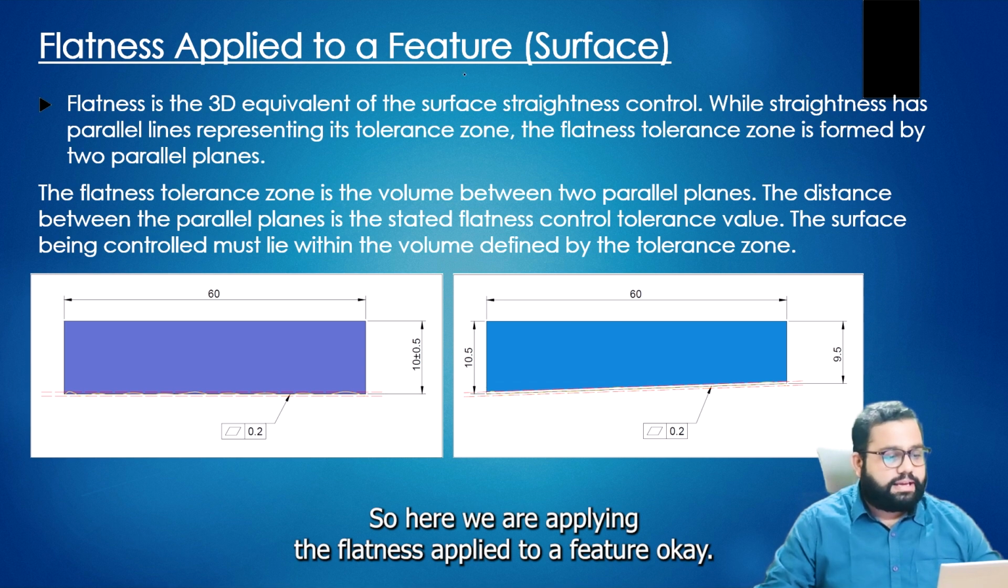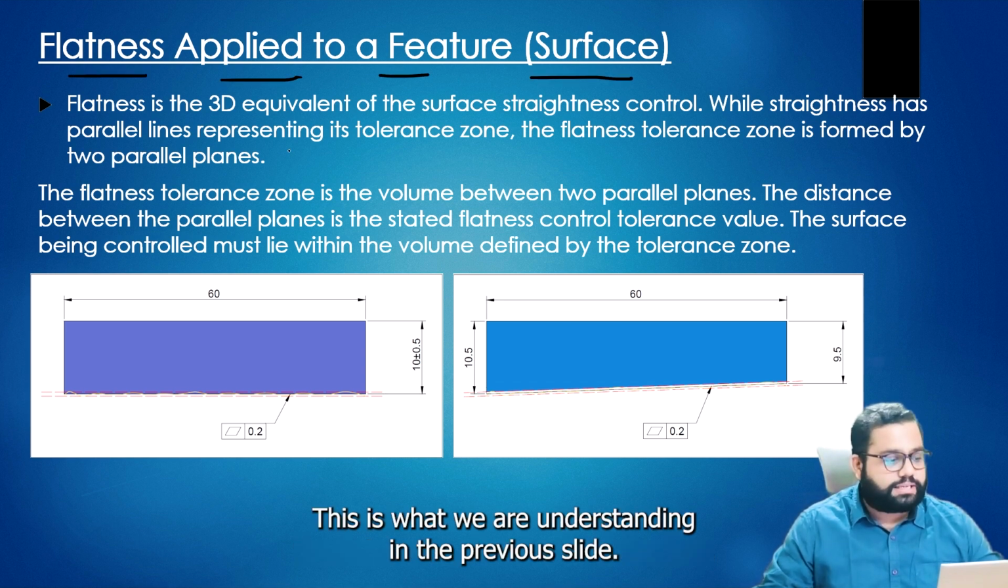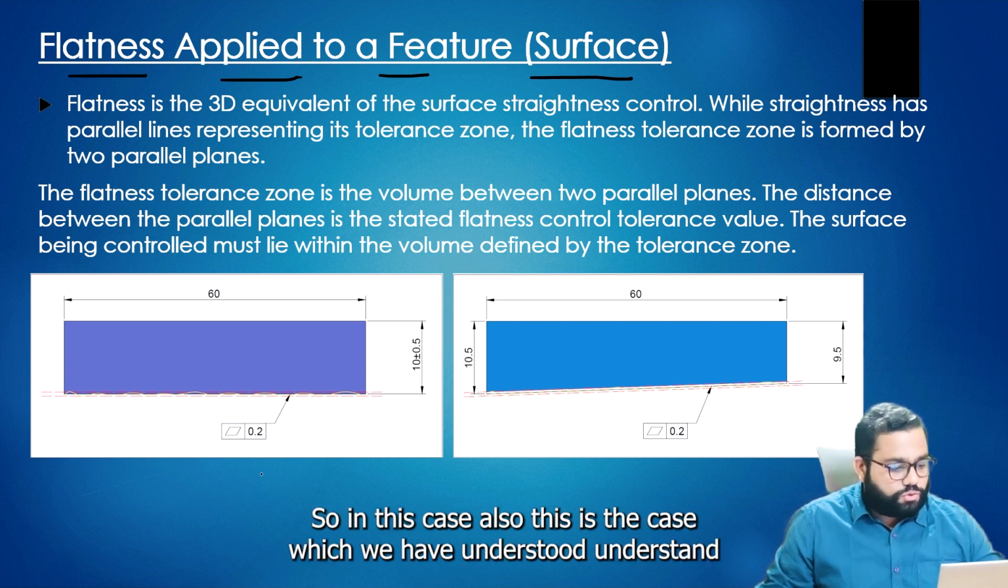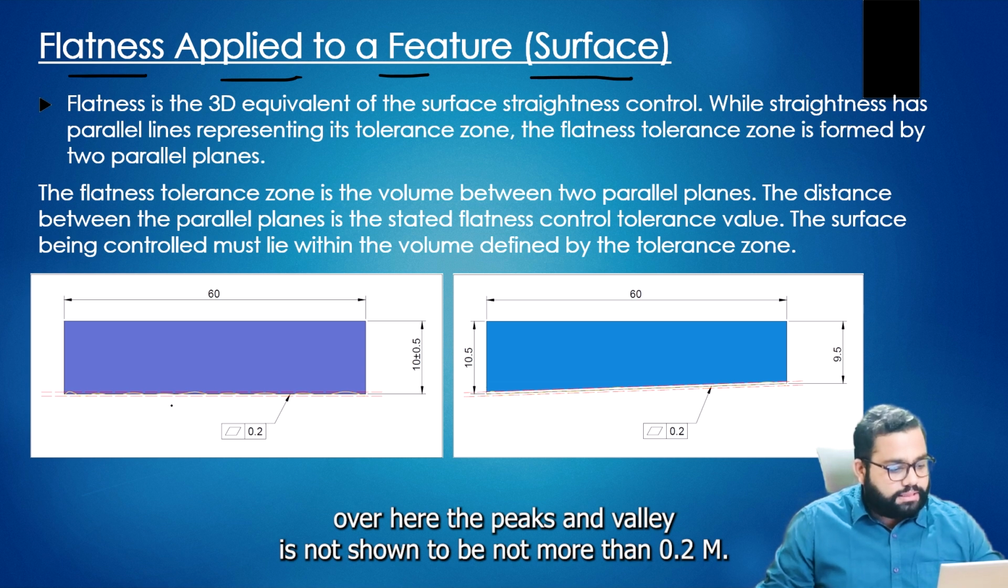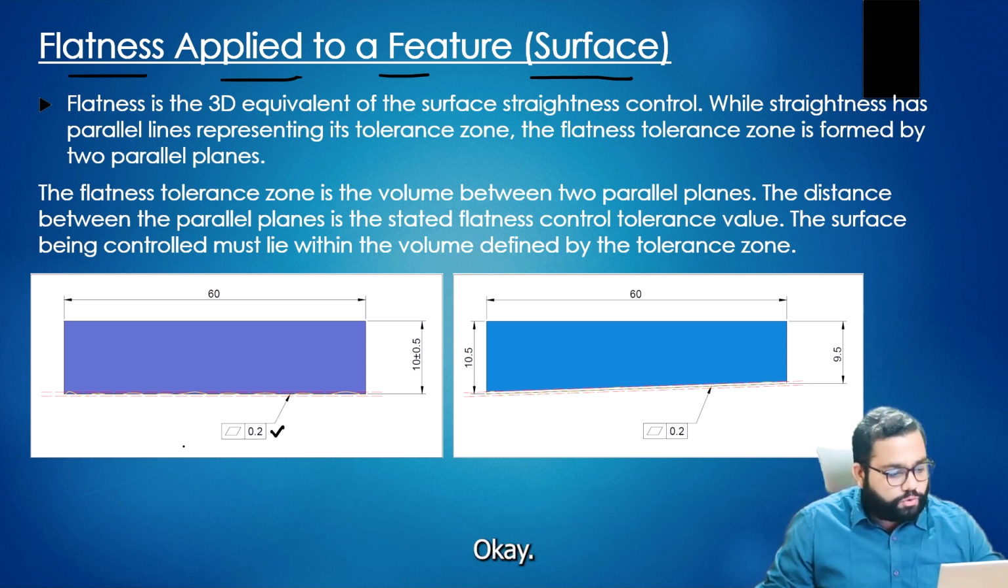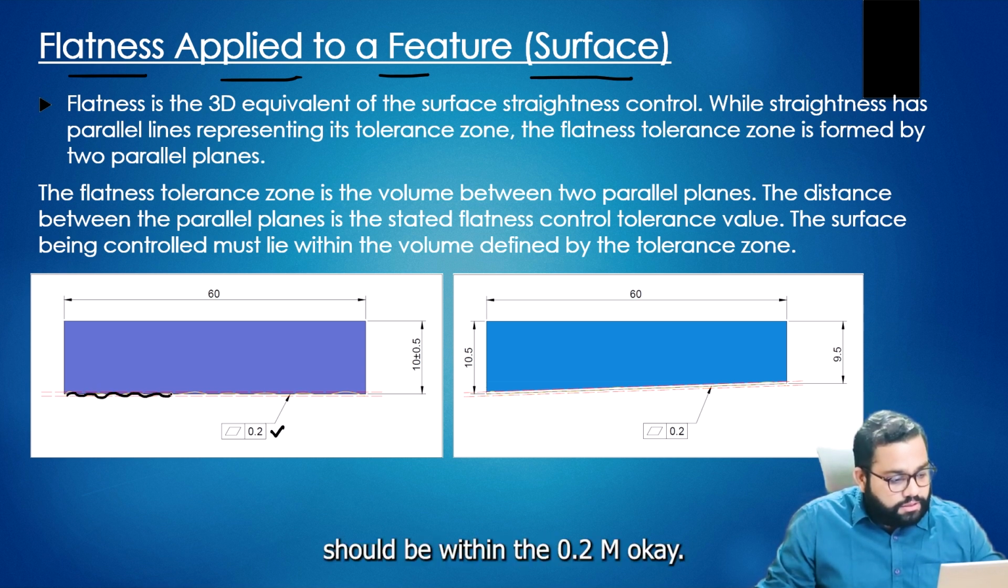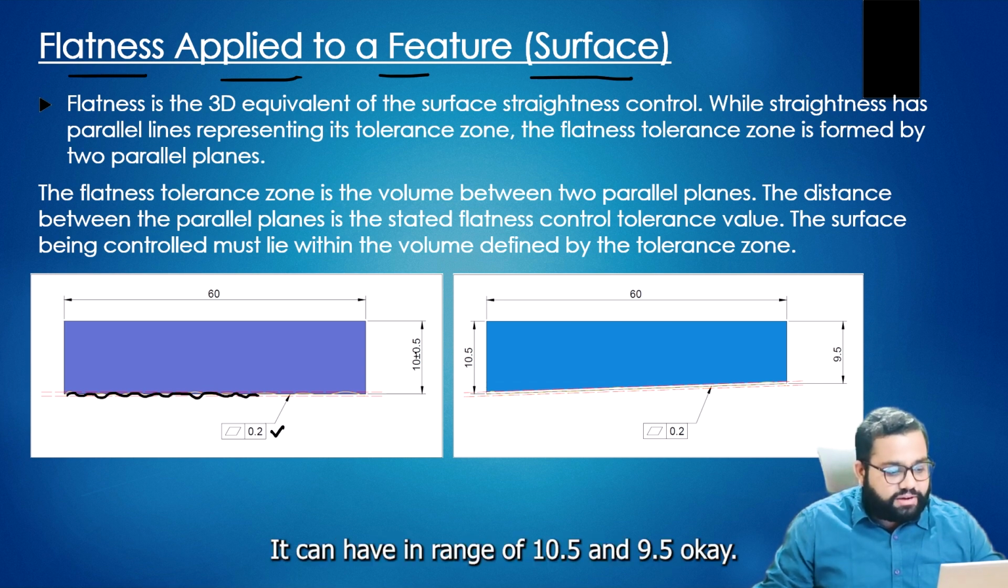So here we are applying flatness to a feature. This is what we understood in the previous slide. In this case also, the peaks and valleys should not be more than 0.2 mm. So this profile should be within 0.2 mm. It can be in the range of 10.5 and 9.5. So this is very, very important.